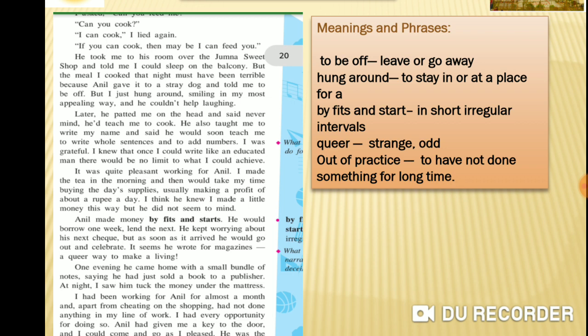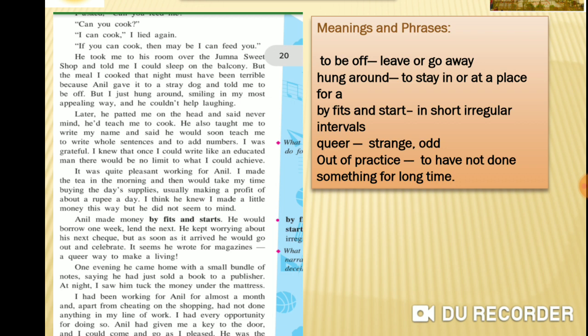Though he had the keys of the house and everything was in his own hand, he never did any wrong to Anil. I had every opportunity for doing so. Anil had given me the key to the doors, and I could go and come as I pleased. He was the most trusting person I had ever met. So here, Anil was trusting Hari Singh very much.